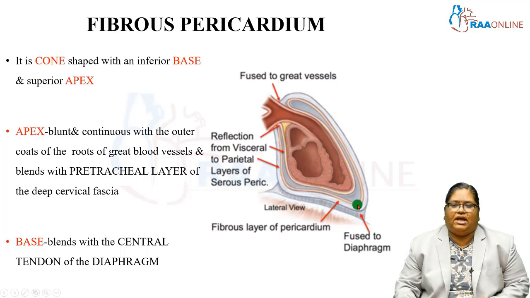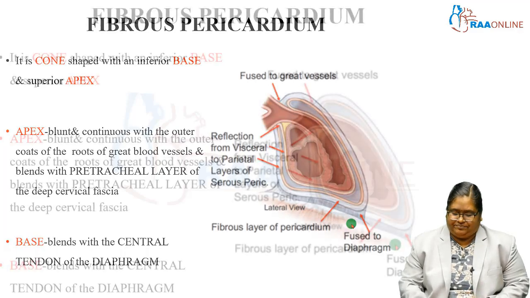Now we'll see about the base. What happens to the base? The base blends with the central tendon of the diaphragm. This is the fibrous layer and you can see that it fuses with the diaphragm. So it is fused to the diaphragm. It is fixed to the central tendon of the diaphragm.